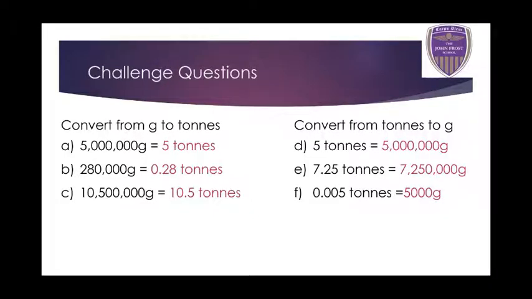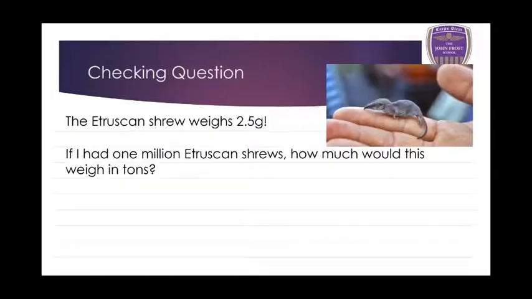On to the checking question now. So our old friend, the Etruscan shrew, is back. And as I said before, he weighs 2.5 grams, which is about the same as a paperclip, okay? So it's a very, very light animal. So if I had 1,000,000 Etruscan shrews, how much would this weigh in tons, okay? So say I've been very busy over the weekend. I've managed to collect 1,000,000 Etruscan shrews. How much would this weigh in tons? So pause the video and have a go at this question, please. Best of luck.